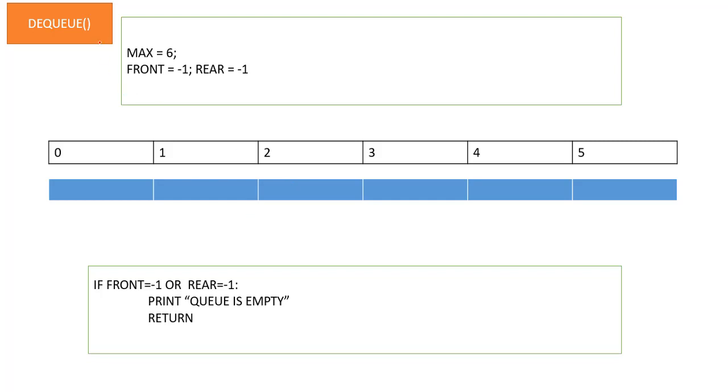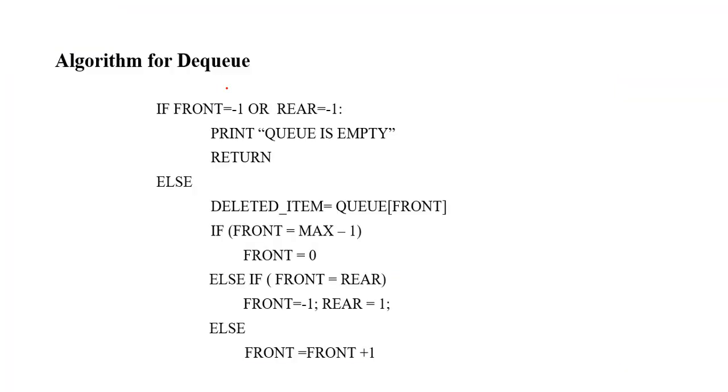The queue status will become something like this, that we have seen in the first stage. Again, if I want to dequeue here, now front is -1 and rear is -1, the circular queue is empty. That message will be displayed. This is the complete algorithm we have. Whenever you want to delete an element inside a circular queue, first check whether front equal to -1 or rear equal to -1, and print the message queue is empty. Otherwise, we are doing these many steps.